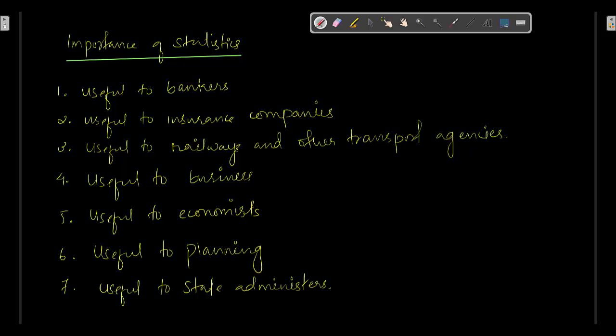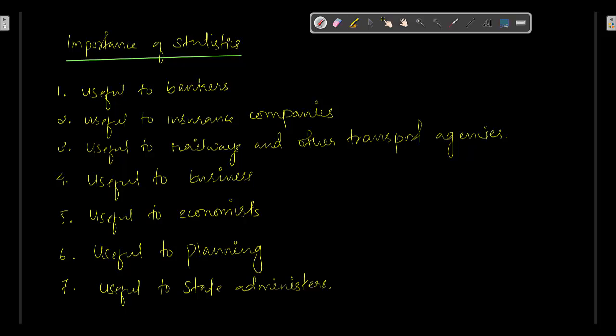Number two, it is useful to insurance companies. An insurance company needs precise information on vital statistics of the society so as to enable it to construct mortality tables and take a decision in respect of premium to be charged at different stages and from different types of insurance policies. So even insurance companies need accurate facts and figures in order to decide what premium to charge.